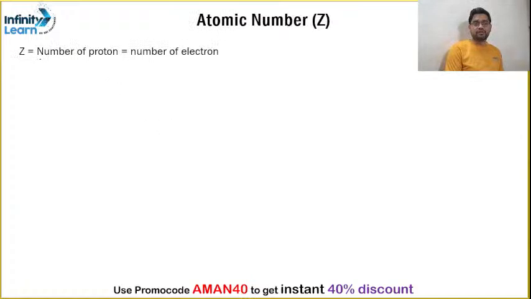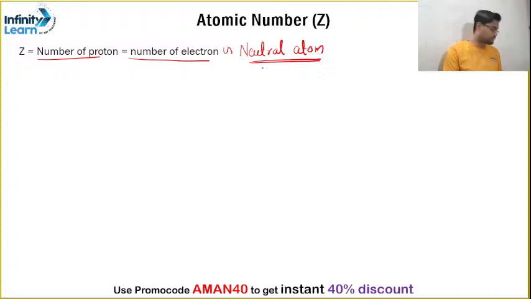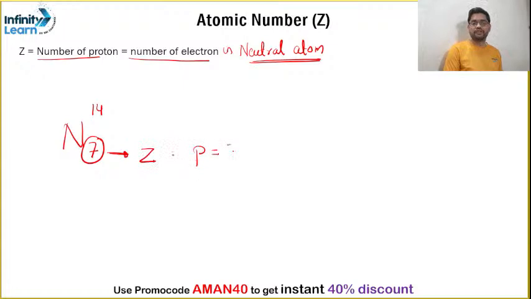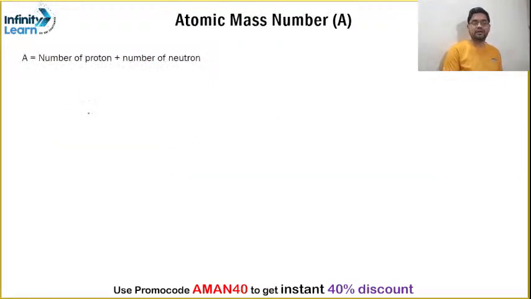What is atomic number? It is the number of protons, or number of electrons in a neutral atom. If you're talking about number of electrons, it has to be in a neutral atom. Clear? For example, nitrogen, 7 and 14. This represents atomic number Z, that means the number of protons is 7 and the number of electrons is 7. Clear?